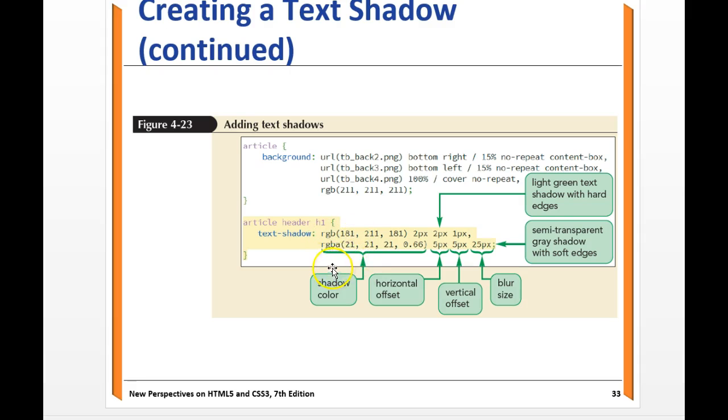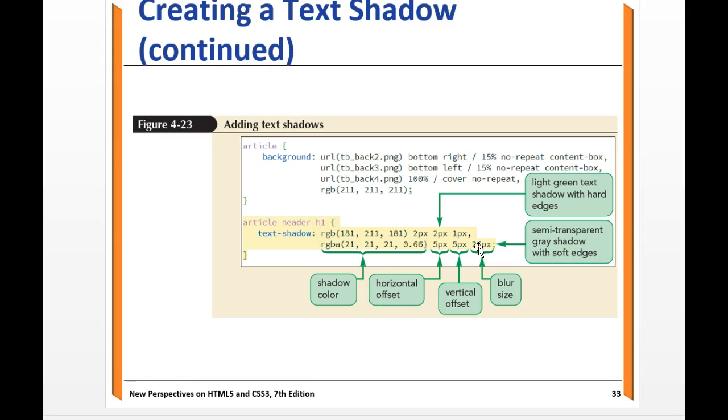So this is the shadow color. This is the horizontal offset, the vertical offset, and then the blur size. Remember, the default size is 0. If you have a 25, you're going to experiment with this and see what's going to happen.